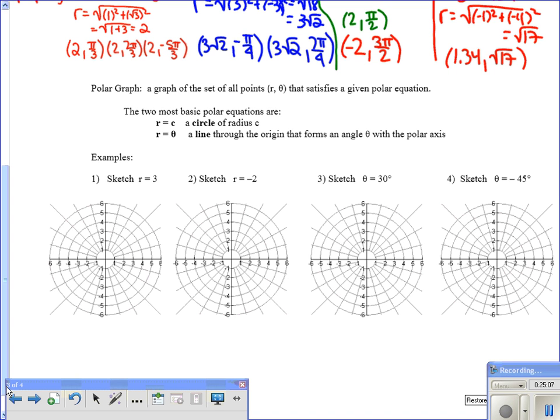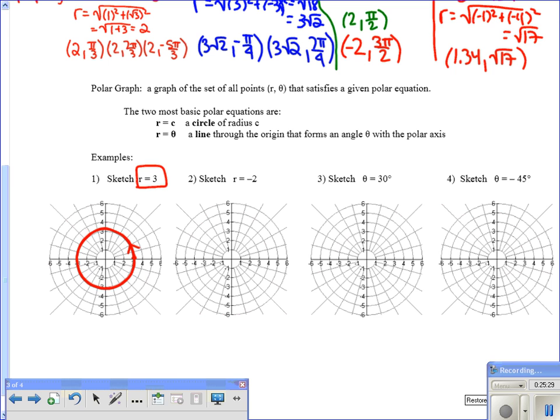Now, if you look at the first one, we have r is equal to a value of 3. So that means when the radius is 3, it doesn't specify what the angle is. That means I can have any angle with a radius of 3. So if you look, this is what you would have right here. And we would be going in this direction to make the circle because r is positive. So it would go clockwise.